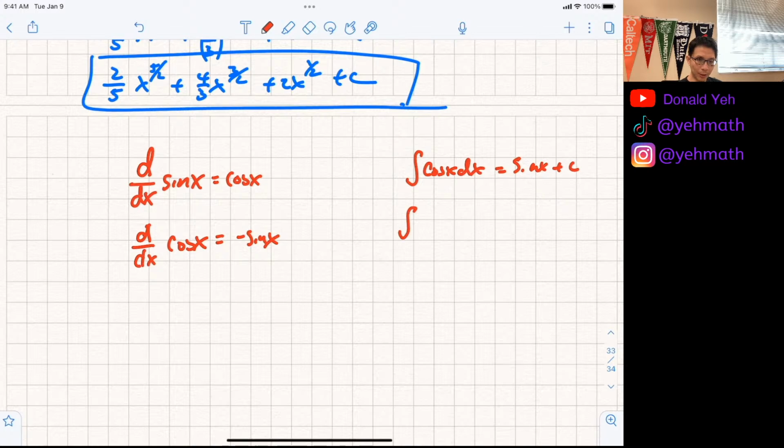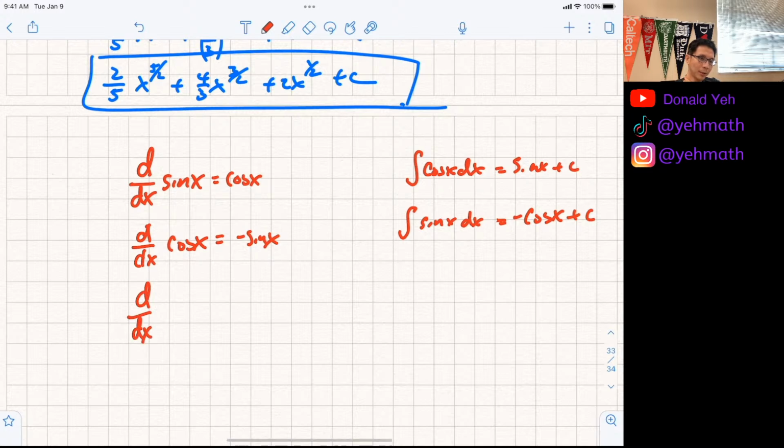And integration of sine of x is going to be what? Negative cosine of x. And this one, usually people mess up because they think it's positive, because the derivative of sine of x is equal to cosine of x. But it's actually negative cosine of x, because you can always take a derivative of this, right? Negative times negative becomes positive. And that's a basic thing.